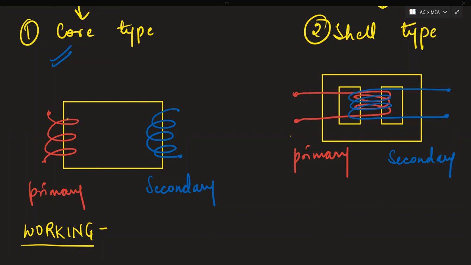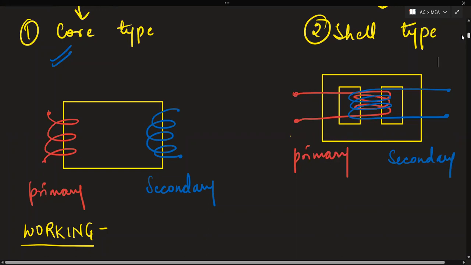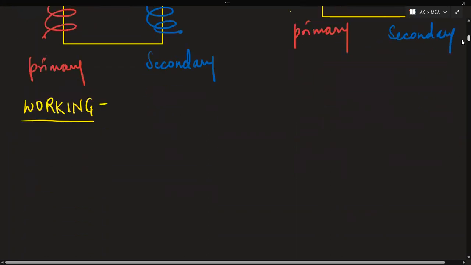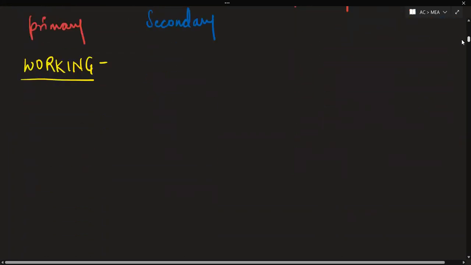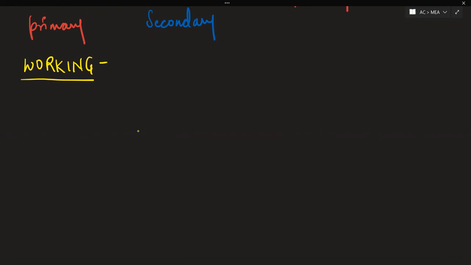Now the working of a transformer. So the working of a transformer is also not a new thing to you because you have already studied mutual induction. So I'll do one thing. I'll write down simultaneously and explain. Then you read to understand. So alternating current will pass through where? It will pass through the primary coil first.